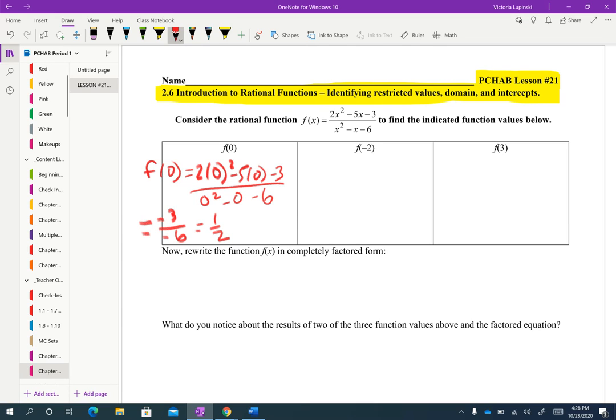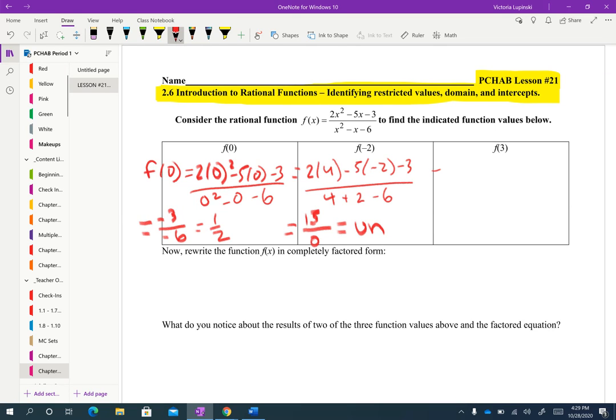If you calculate f of negative 2, that gives you 2 times negative 2 squared, which is 4, minus 5 times negative 2, minus 3, all over, again, negative 2 squared is 4, minus negative 2 is plus 2, minus 6. On the top, 8 plus 10 minus 3 is 15. On the bottom, you get 6 minus 6, which is 0. Hopefully you remember that anything divided by 0, as far as we're concerned, is undefined.